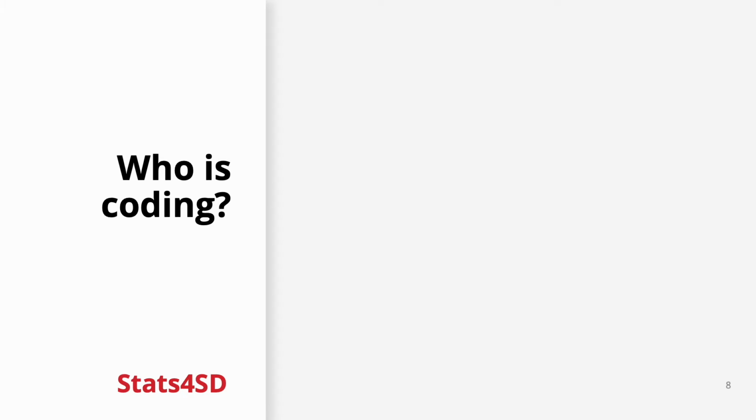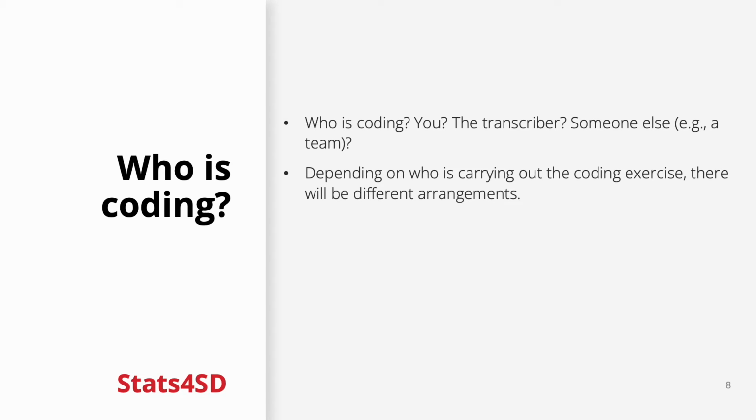The approach we undertake to coding will differ slightly based on who is doing it. Is it you, the person who did the transcriptions, a person allocated only for coding, or will they also carry out the analysis? Or perhaps, is there a larger team where different people are assigned different roles, such as transcribing, coding, analyzing? Depending on who is carrying out the coding exercise, there will be several things that will be arranged accordingly.